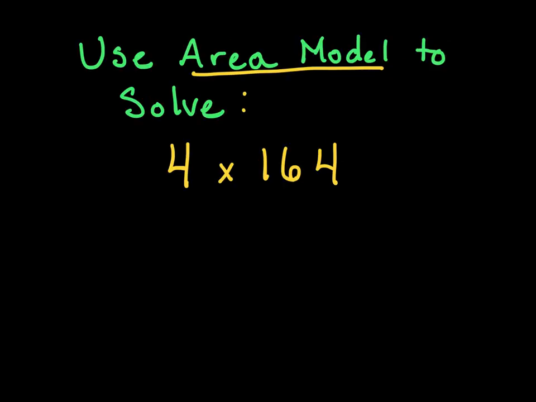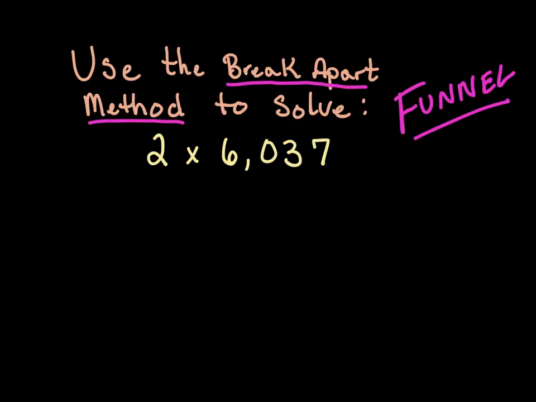Use an area model to solve 4 times 164. I want to see your area models for this problem tomorrow. And lastly, use the break apart method to solve 2 times 6,037. And I want to see those funnels tomorrow.